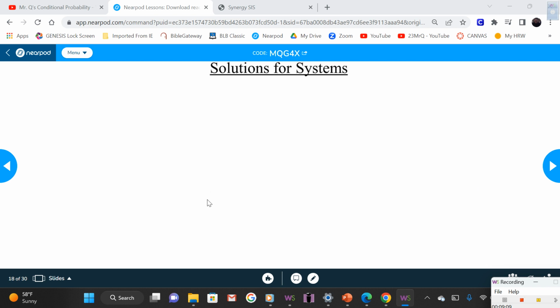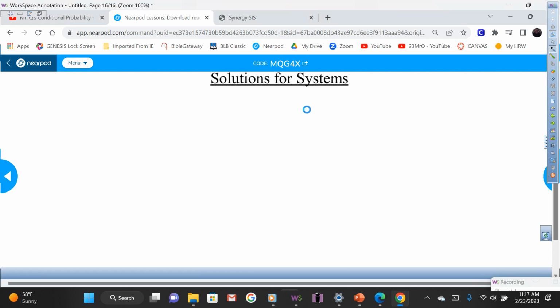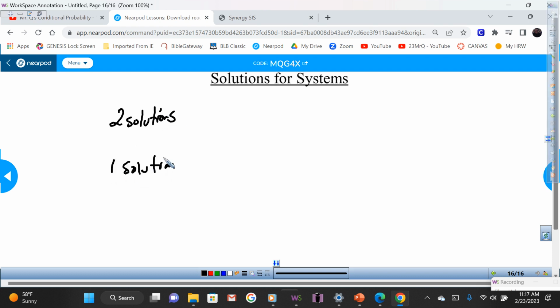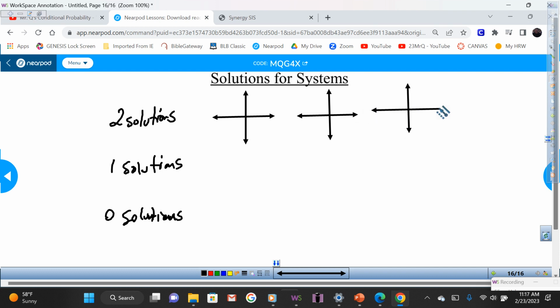All right, so solutions for systems. I'm going to write 2 solutions, 1 solution, 0 solutions. All right, and to the right, I want you to make me 3 small coordinate planes. They don't need to be numbered, just like so. For each of those.